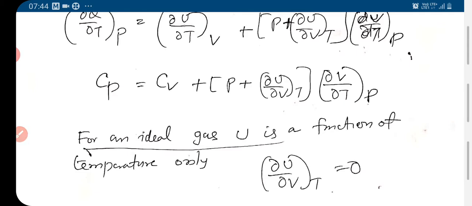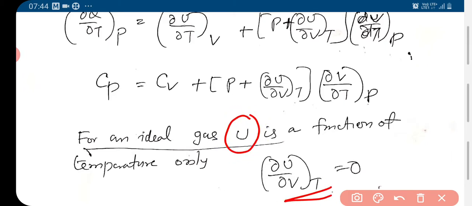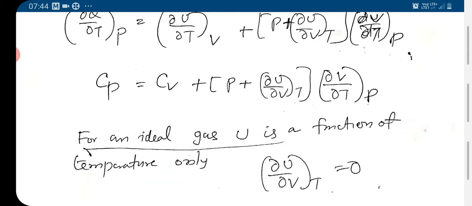Now for an ideal gas, the internal energy U is a function of temperature only. Generally U is a function of two variables, but for an ideal gas it does not depend on volume, how close or how far apart the molecules are. So the internal energy is a function of temperature only, and dou u by dou v at constant temperature is equal to 0.